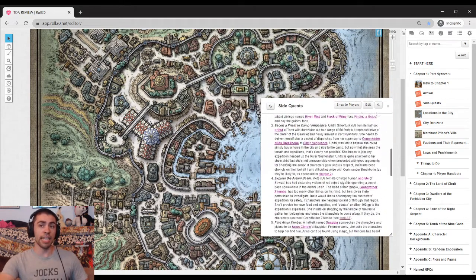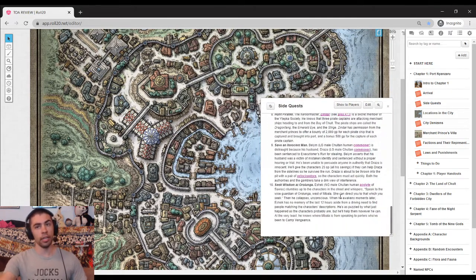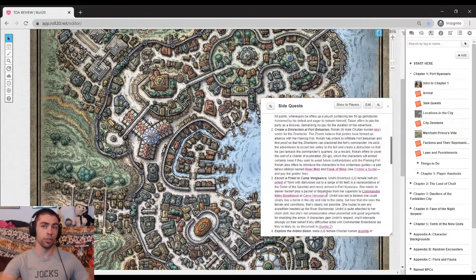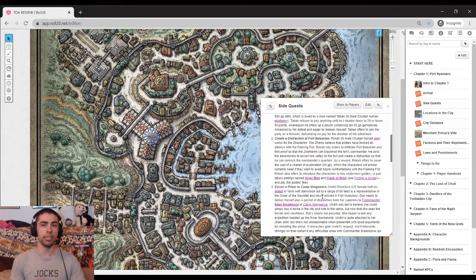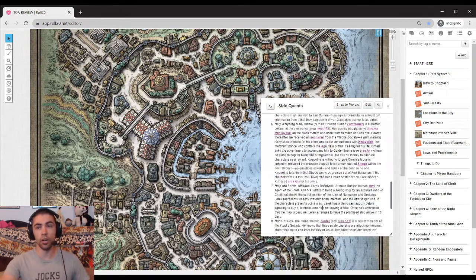The book gives us 10 side quests, all of which either have something to do with inside the city or deal with going into the jungles and meeting more NPCs. These are fantastic. These let you interact with more of the factions that are all around Chult and Port Nyanzaru, such as the Order of the Gauntlet, the Flaming Fist, the Merchant Princes, and even the Zhentarim.